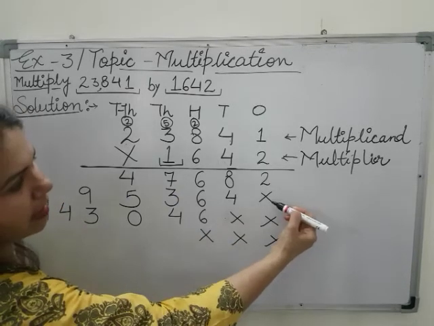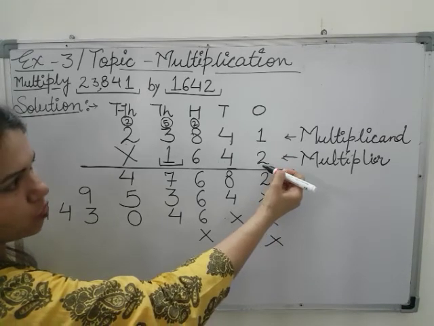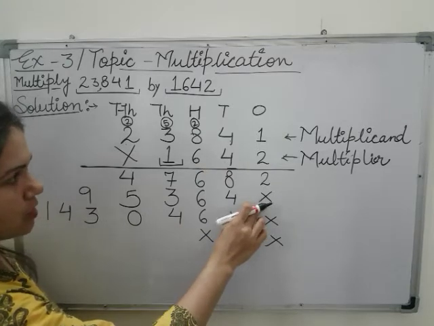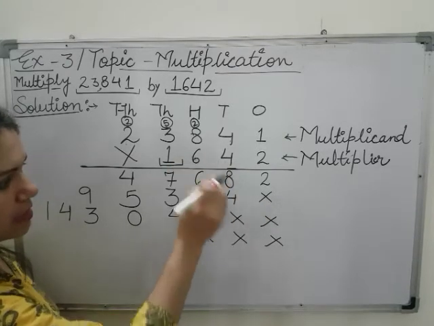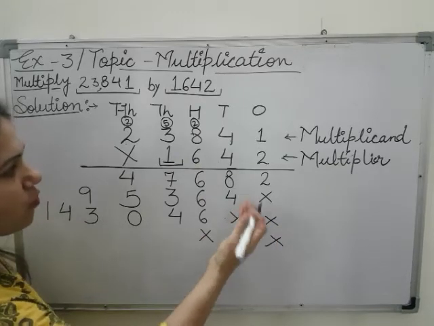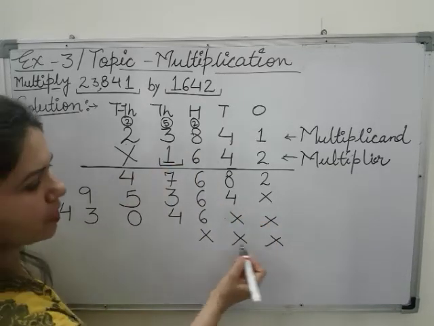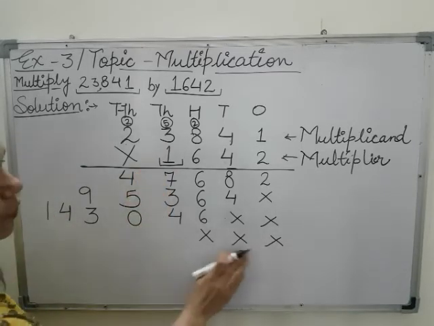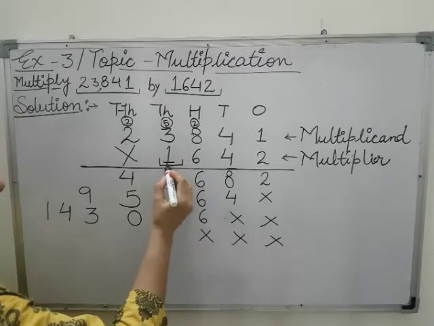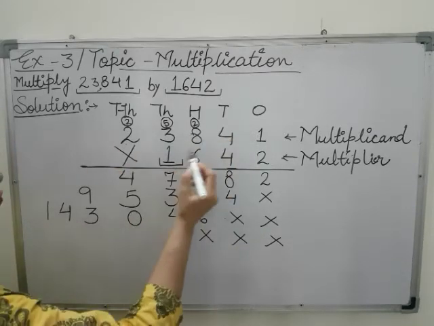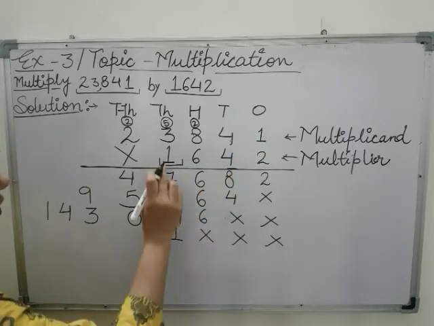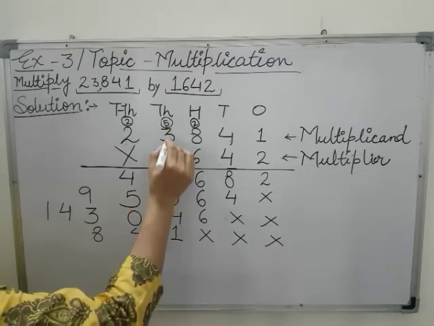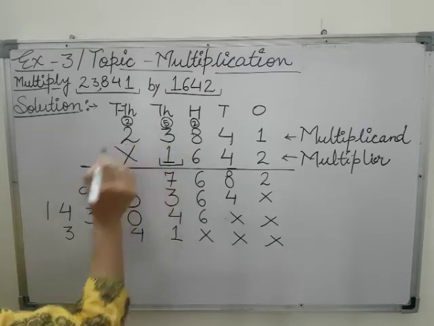Children, here you can see that when we did the multiplication with this 2 and we moved to 4, then we put 1 cross. And then when we went to 6, we put 2 crosses. So for moving from number to number, we have to increase the number of crosses over here. For the thousands place, we will put 3 crosses. And then we multiply this 1 with the multiplicand. 1 one is 1, 1 four is 4, 1 eight is 8, 1 three is 3, 1 two is 2.